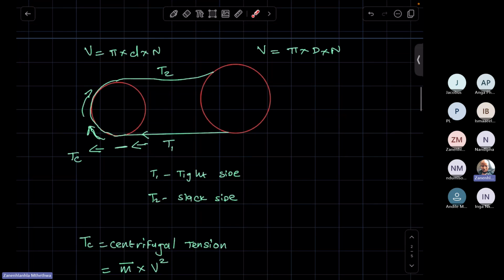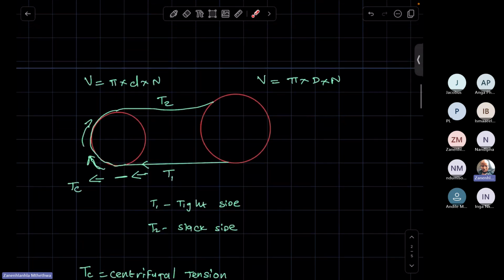Now what is centrifugal tension? Say you have a pulley, and it's wrapped with a belt. As the pulley is going in the direction of rotation, it is going in that direction, hence this being the tight side. And then this, from the diagram, you can see that this has a bit of slack, hence I've labeled it as T2. Now, centrifugal tension is the tension.